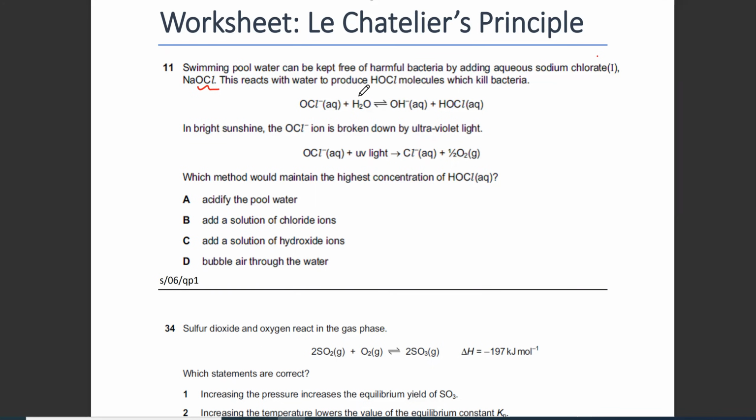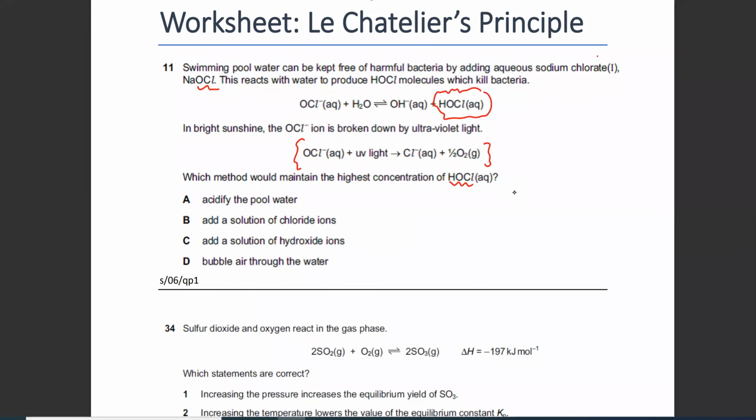So by Le Chatelier's principle, the reaction could shift forward. It could also shift backwards. And then he's saying that in bright sunlight, the OCl minus 1 ions that you added in water would be broken down by ultraviolet light, and you get this reaction. Now, this reaction is not reversible, so the reaction can go forward, but it can't move backward. So Le Chatelier's principle doesn't really apply to it. Which method would maintain the highest concentration of HOCl? You can't really do much about this reaction because it's not going to move backward. He's asking how you can maintain a higher concentration of HOCl.